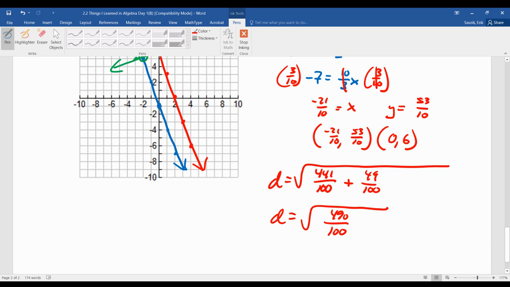Now we got to simplify that. We can't leave a radical like that. But the nice thing is, this is the same thing as the square root of 490 over the square root of 100. We know that the square root of 100 is just plain old 10. Now the square root of 490, we got to simplify that. That's the same thing as 49 times 10. And of course, the square root of 49 comes out as plain old 7. And shazam. The distance between these two parallel lines is 7 root 10 over 10.